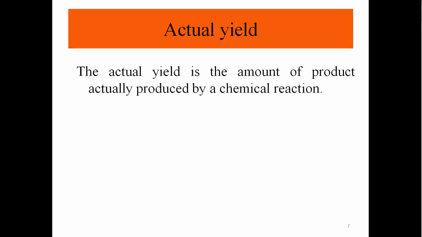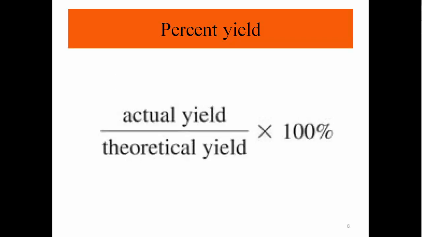What is actual yield? Actual yield is the amount of product actually produced by a chemical reaction. And this formula we call percent yield. So actual yield divided by theoretical yield times 100% gives us percent yield.